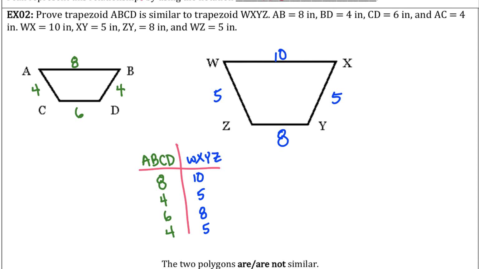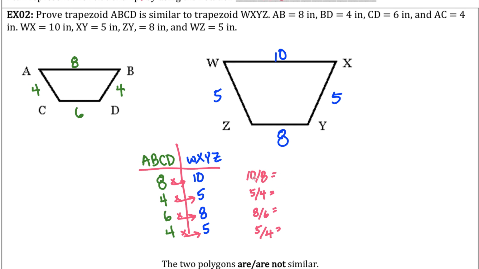So now we just need to figure out what we multiply by. So we do 10 divided by 8, and 5 divided by 4, 8 divided by 6, and 5 divided by 4. Oh, look, they're the same. So I only have to do really one of them to figure it out.